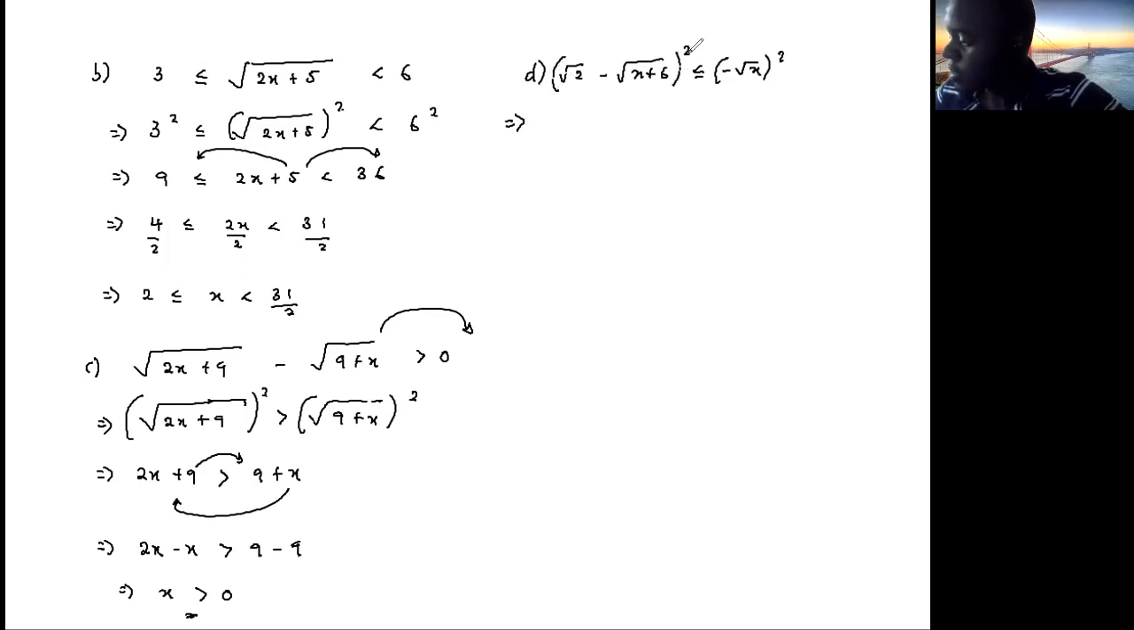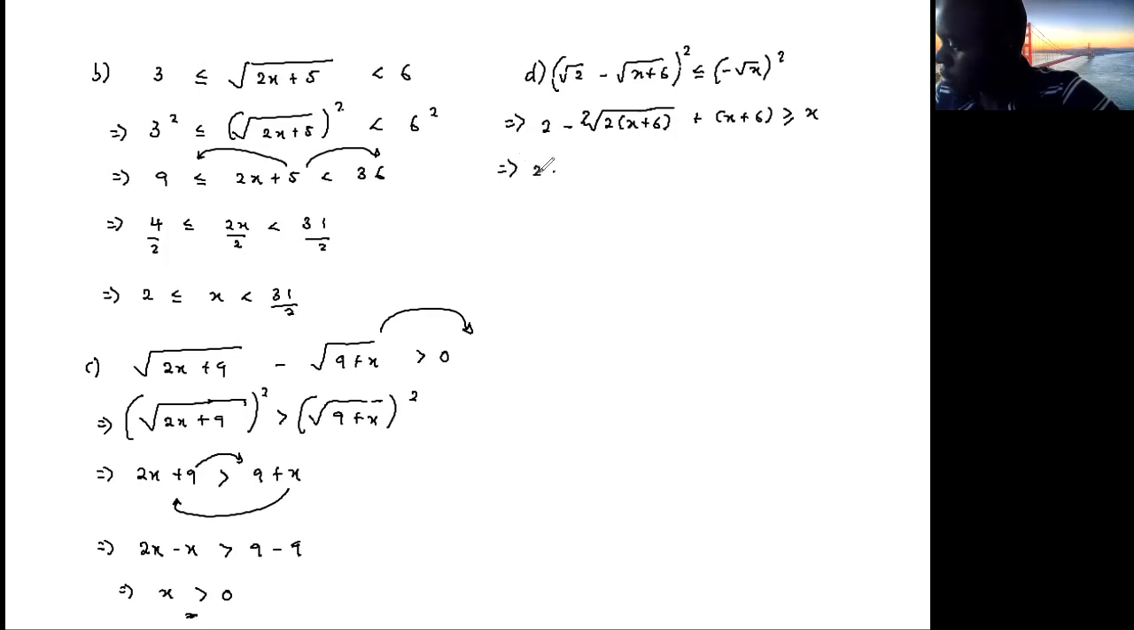So we are going to get 2 minus 2 by root x plus 6. So these are going to be 2 of them because again we are still multiplying, and then plus x plus 6. So this should be greater or equal to x. So I've changed the inequality sign there because I've tempered the negative on the right.